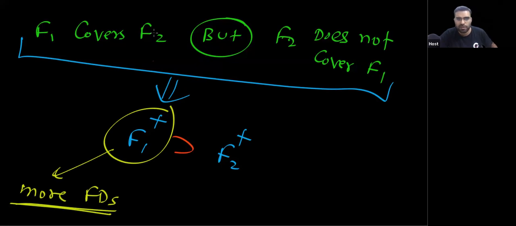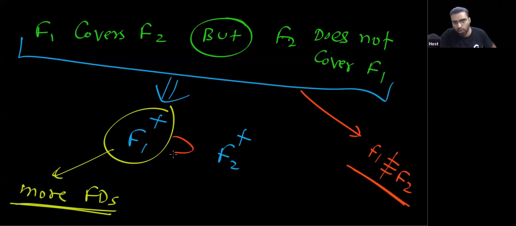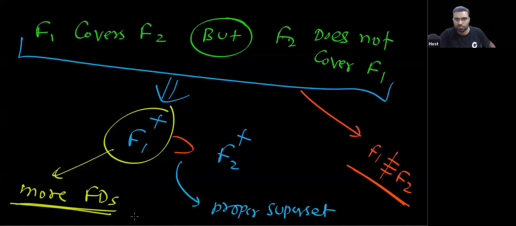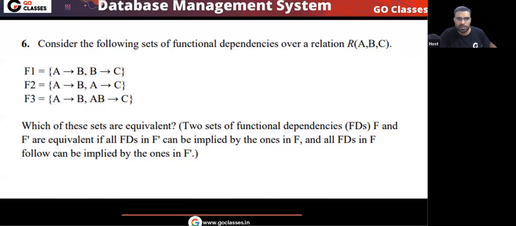Is this clear? Very simple, right? And of course, F1 is not equivalent to F2. But you can see that F1 plus is a proper superset of F2 plus. Okay, is this clear? Please tell me.